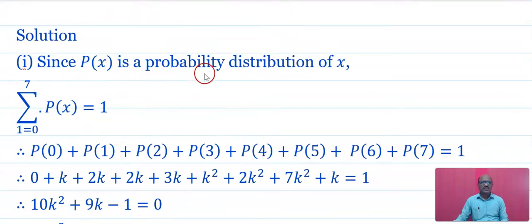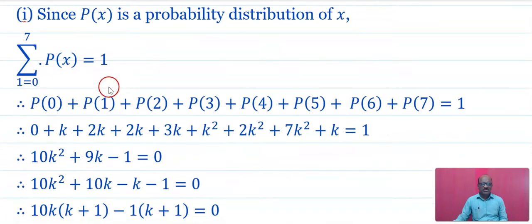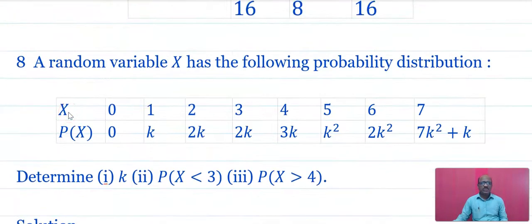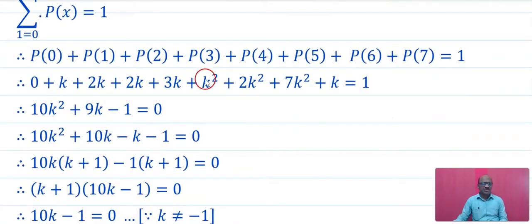Since P of X is the probability distribution of X, the sum of their probabilities, that is, for i equals 1 to n, up to 7, equals 1. That is P of 0 plus P of 1 plus P of 2, P of 3, P of 4, P of 5, P of 6, P of 7. What is the value of P of 0? The value of P of 0 is 0. P of 1 is k, P of 2 is k, P of 3 is 2k. And in this way, substitute all the values, and that equals 1.